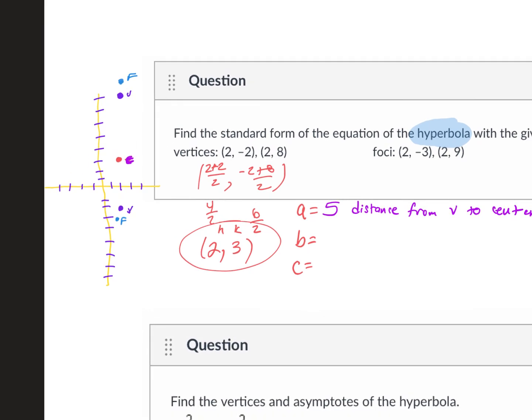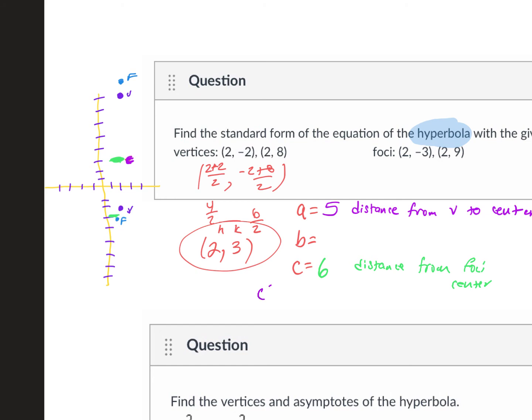All right. Do I know my B value? Can I just look at it and tell what B is? No. Can I look at it and tell what C is? What's C? Distance from foci to what? To the center. How far is it? From this red dot to the blue dot. 6. Can we find B?